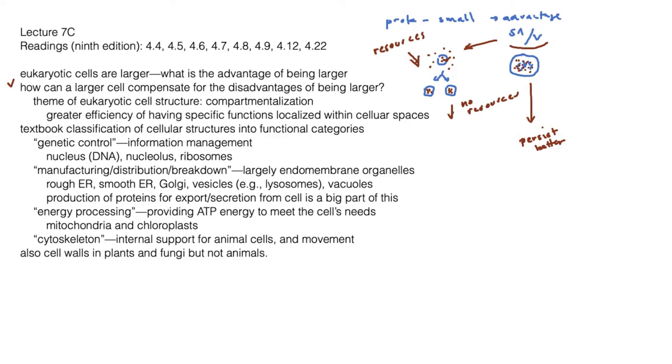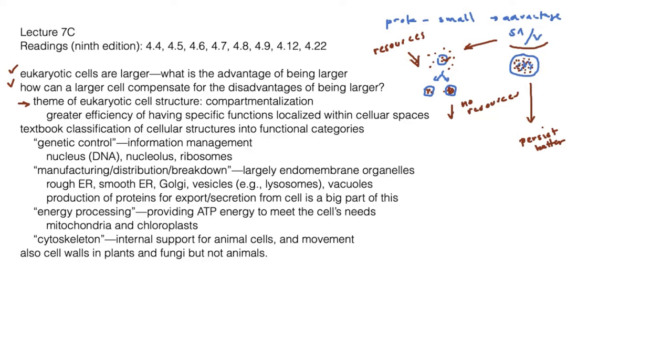There is an advantage of being larger, okay? And the other thing about eukaryotic cell structure, it has to deal with the fact that in a larger cell, you really have lots of space. Whereas if you're in a small cell, you don't really have a whole lot of space to work in. So everything has to happen within that small compartment, right?